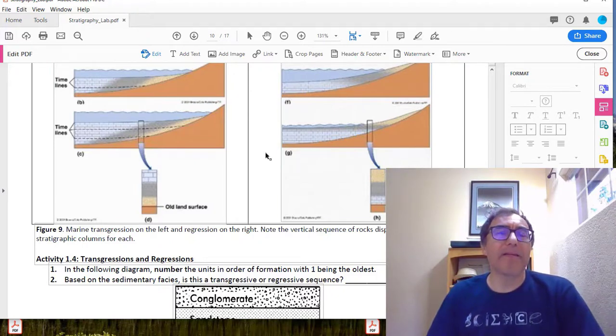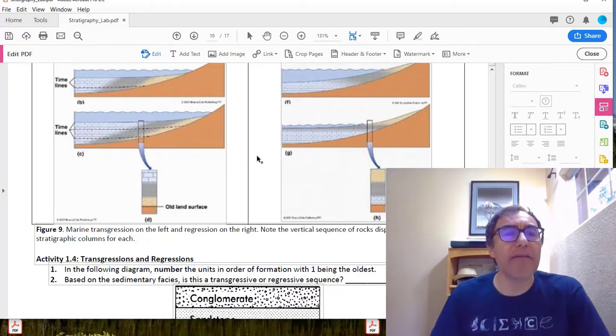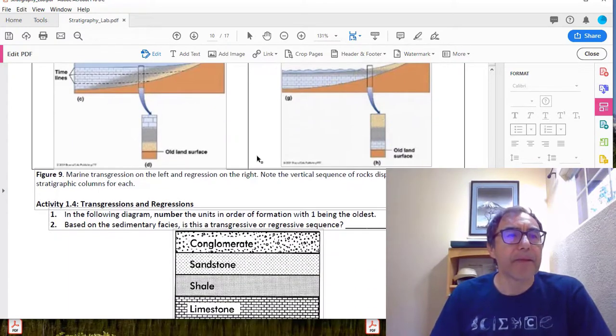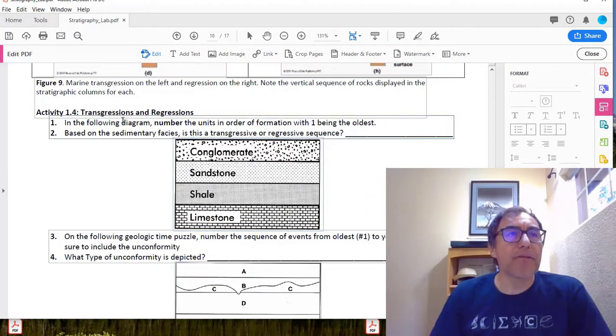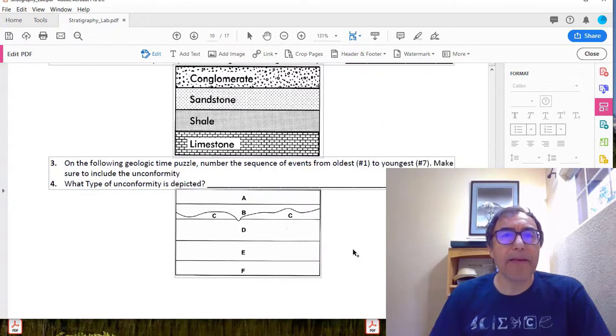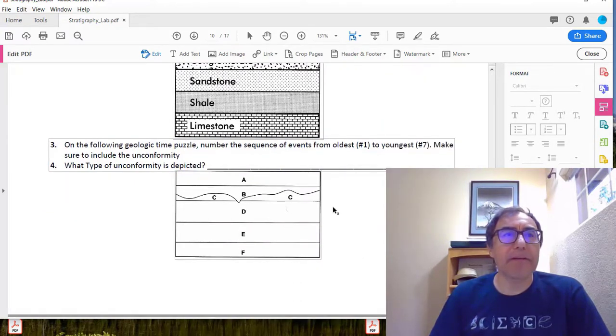So again, this is the same figures I use in my video lectures and the little demonstration I have on Canvas for you. Now, so your job here for activity 1.4 is to look at these, right? Try to figure out whether that's a transgression or regression, and then work on this next figure. And here on this figure, we're figuring out the units. So 1 to 7, you can just put them on the side here.